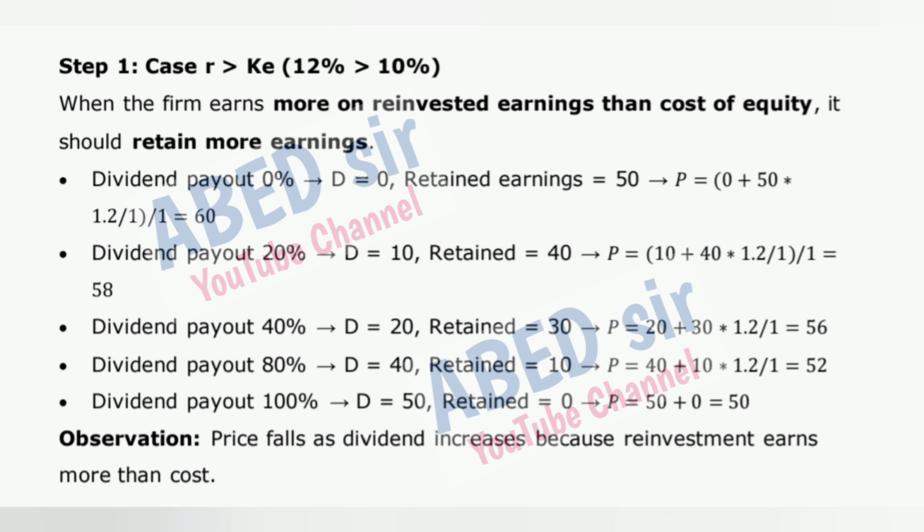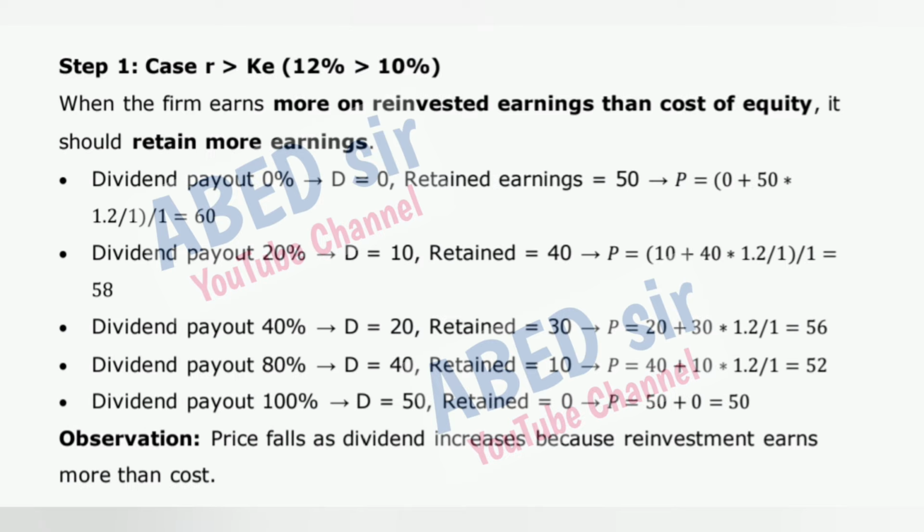Step 1. Case R greater than K, 12% greater than 10%. When the firm earns more on reinvested earnings than cost of equity, it should retain more earnings. Dividend payout 0%, D is equal to 0. Retained earnings is equal to 50, P is equal to 60. Dividend payout 20%, D is equal to 10. Retained is equal to 40, P is equal to 58. Dividend payout 40%, D is equal to 20. Retained is equal to 30, P is equal to 56.